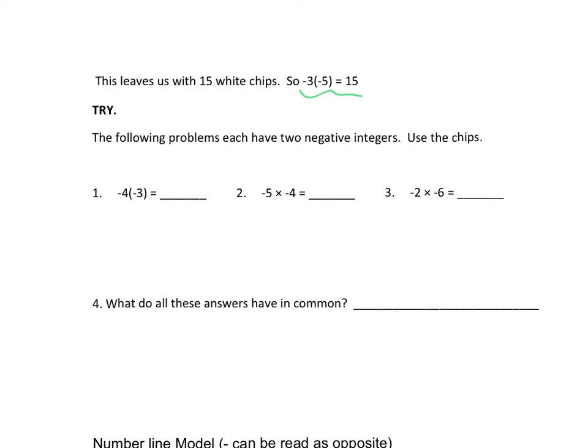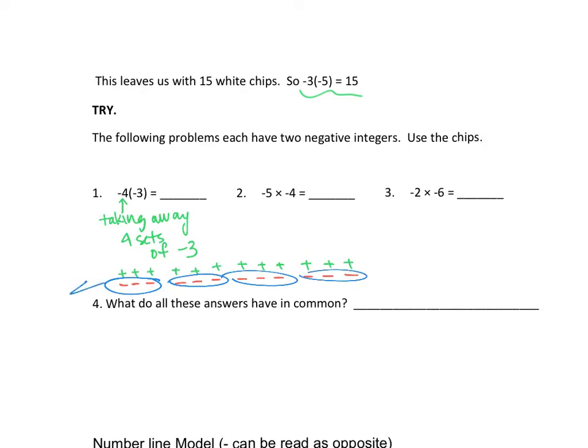So again, you're looking at -4. That's taking away 4 sets of -3. So we know that we need to have -3, and we need to have 4 of those. And so we're going to make those 0 pairs. And so when we try and take away these 4 sets, these are going away, going away, going away, gone, gone, gone, gone. All we're left with is positive 12.